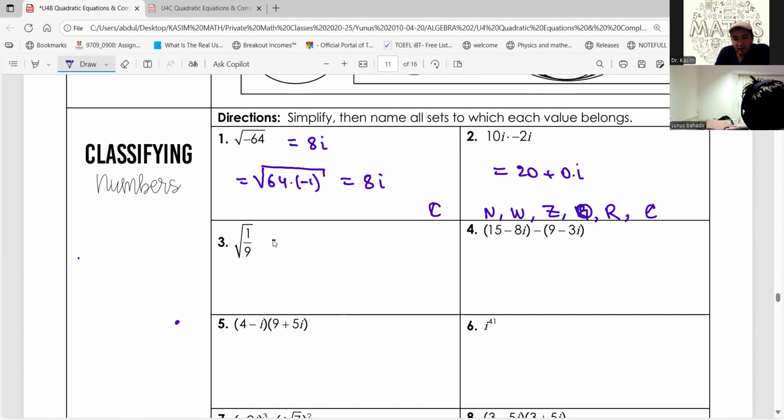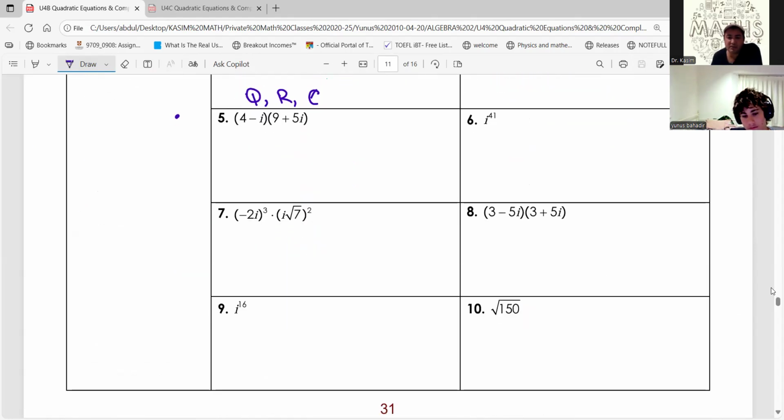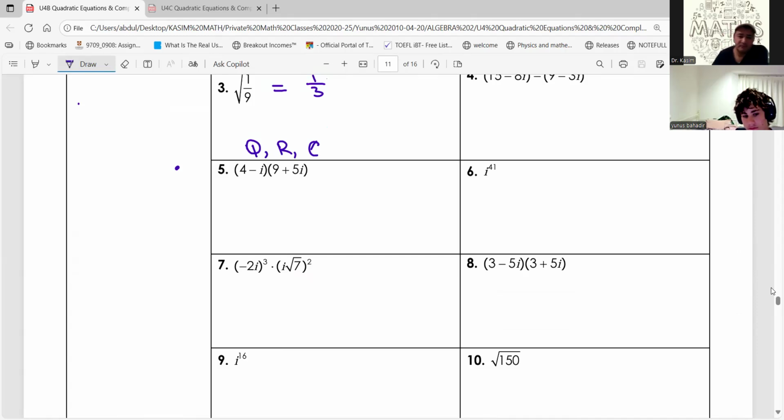And how about 1 over 9, which is equal to 1 over 3, right? It is a rational number, and it's a real number, and also a complex number. Yunus, like this, you can practice this. I can skip this. Let's do question 6, and let's do question 7. They're a bit different, and 9. Okay, and that much practice is enough for you because I feel that you already got the idea.